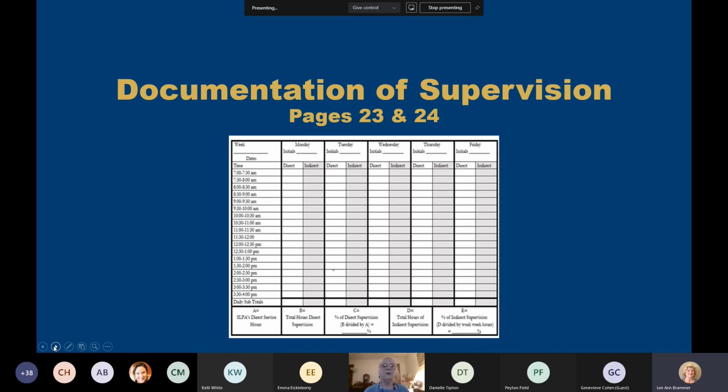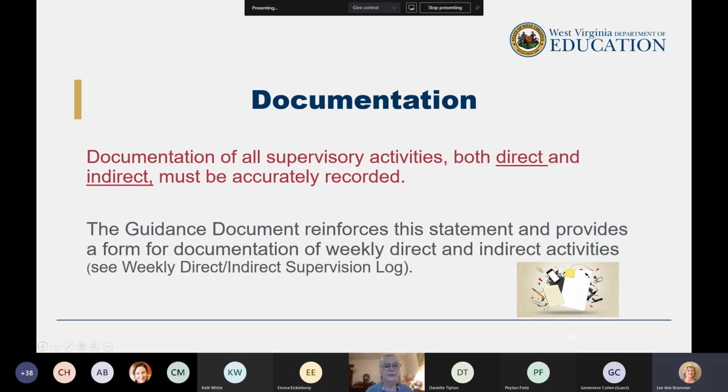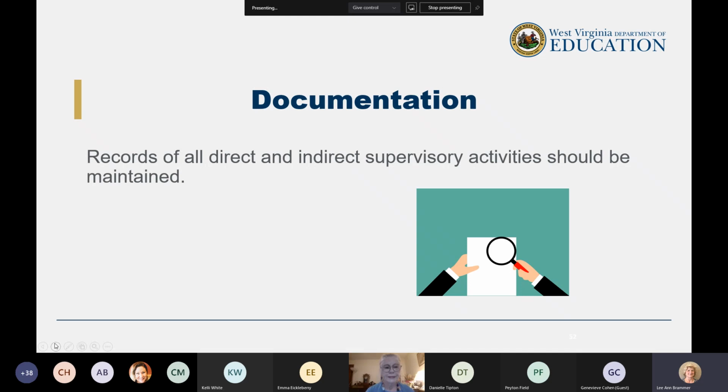Okay, so on the next slide, we're going to talk about the documentation of supervision. And if you go to the next slide, we have what ASHA says. They said that documentation of all supervisory activities needs to be accurately recorded. We agree with that. And we developed a form, if you want to go to the next slide, that would enable you to document those things.